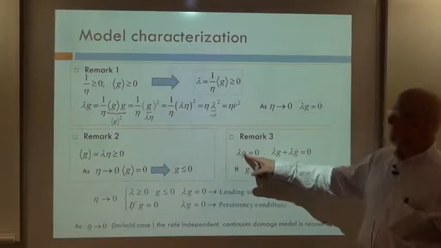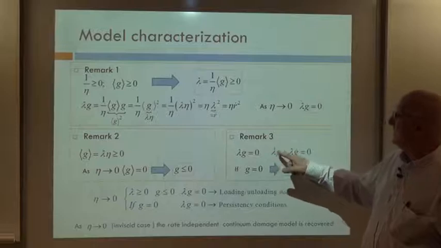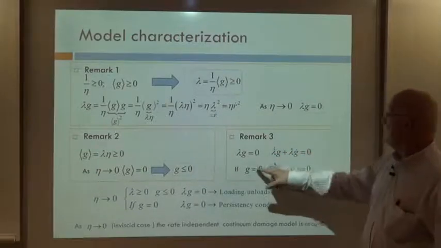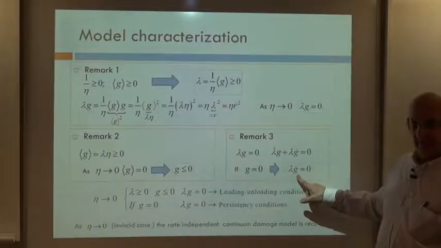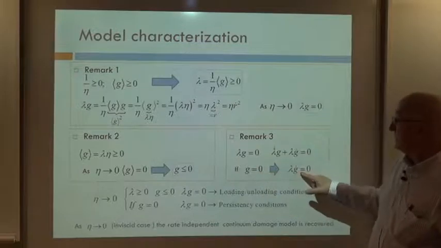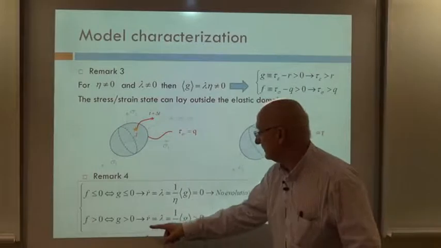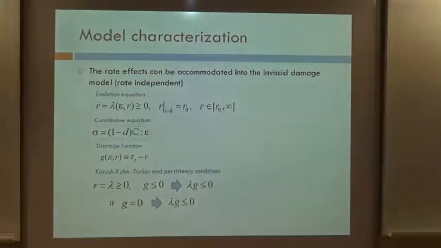Another remark. Imagine that lambda G is equal to 0. Okay? So taking the time derivative, lambda dot times G plus lambda G dot is equal to 0. Okay? If G is equal to 0, this term, lambda dot G, is equal to 0. So if G equal to 0, lambda G dot equal to 0, that is that equation here. Okay? So this is a little mathematical proof, very simple, but with very physical implications.